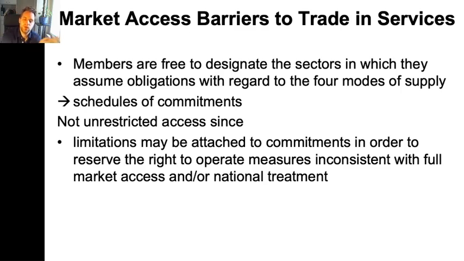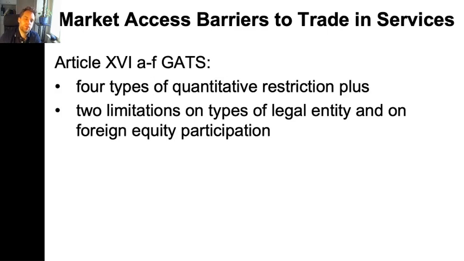Why? Because you want to reserve the right to operate measures that, if they were not specifically enshrined in these concessions, would be inconsistent with full market access and/or national treatment. And the relevant provision here is GATS Article 16 A to F. You have here 4 types of quantitative restrictions, plus 2 of them limit the types of legal entity and also limit foreign equity participation.